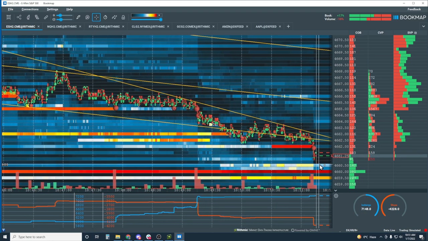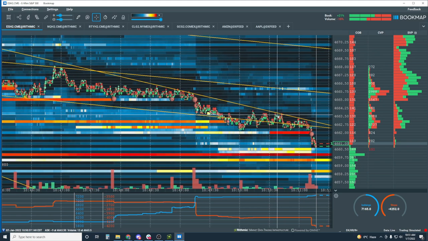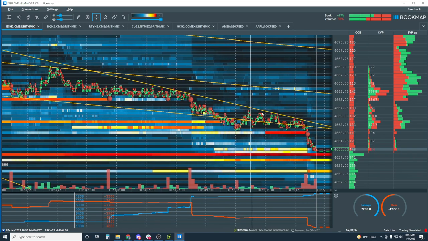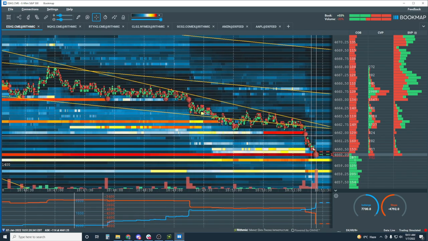Okay, sellers take it lower. So we didn't get any sort of pullback here. We did very, very shallow, but it stayed with this trend here, as you guys can see. Okay, down to 60.